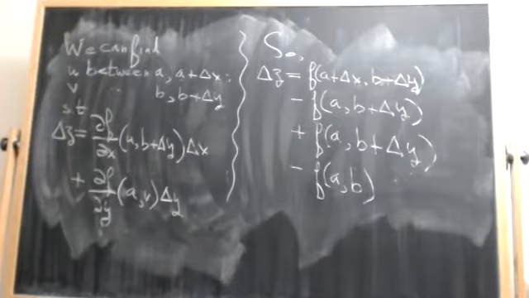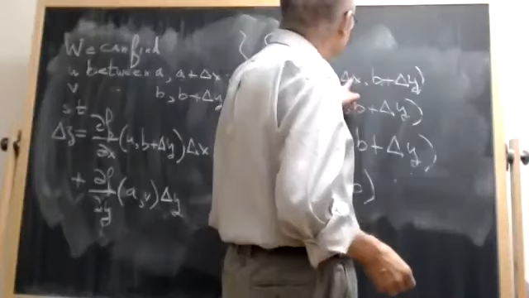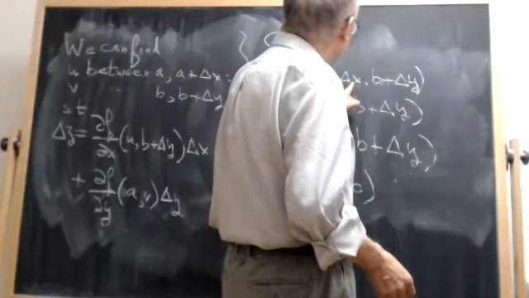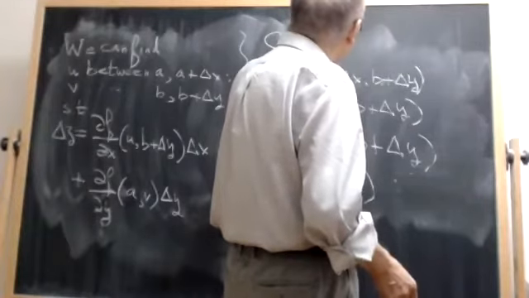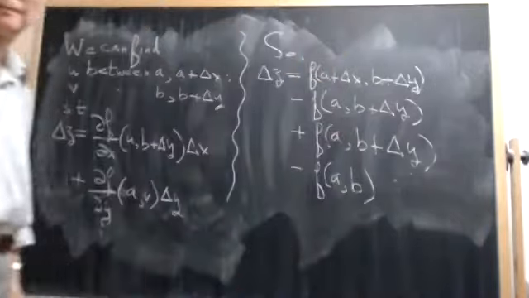Now I answer your question. Sir, can you just explain where the delta x and the delta y come from? Delta x comes from the difference between a plus delta x and a. Oh, okay, that's the mean value theorem.